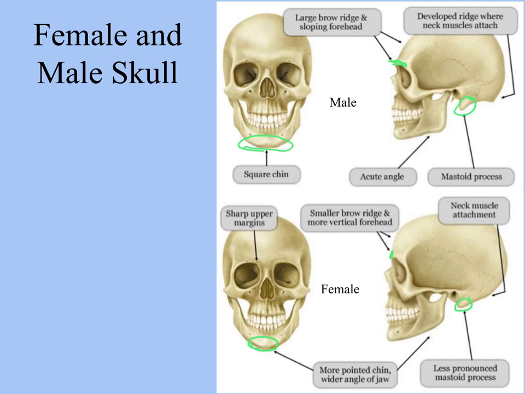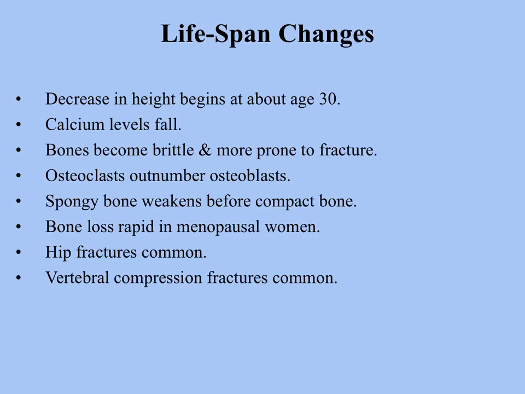And finally, as far as lifespan changes go in the skeleton, usually there's a decrease in height that begins about age 30 because by the time you reach age 30, activity of osteoblasts takes a great downturn. Therefore, you're not building as much bone, and bones are more subject to wear and tear. So if those bones, especially in the vertebral column, tend to get shorter, then your overall height's going to get shorter.